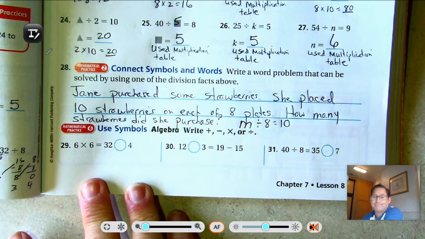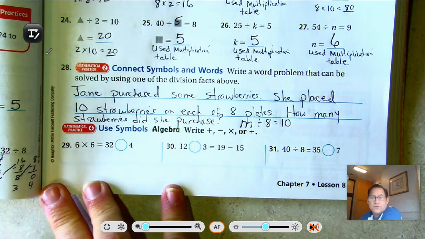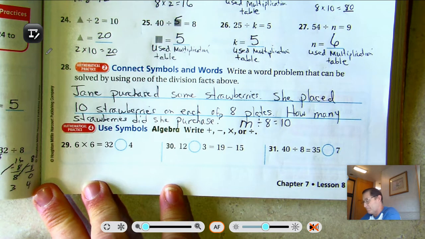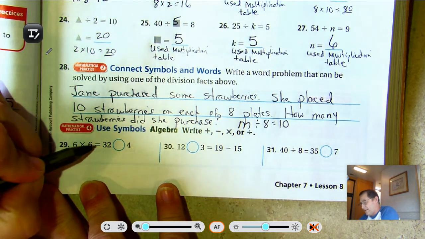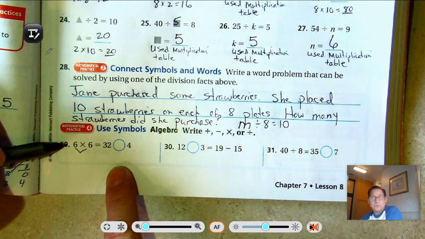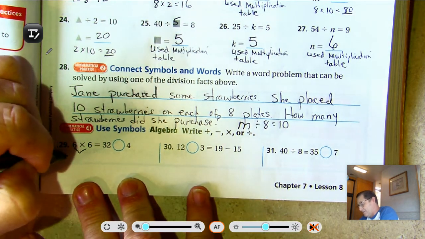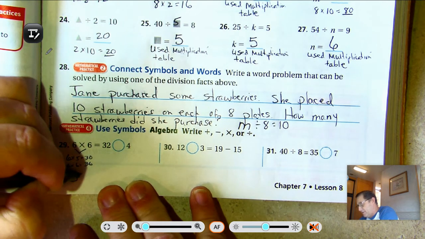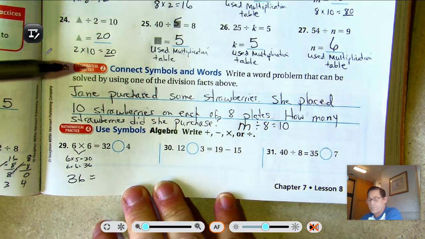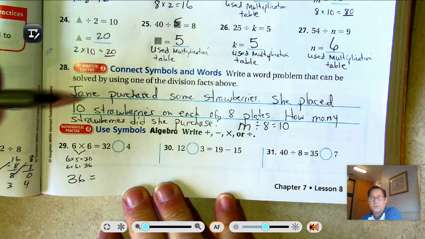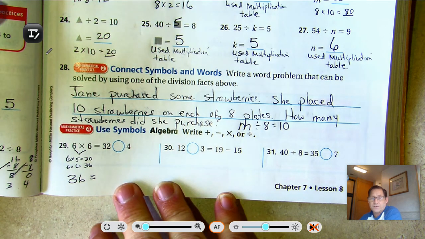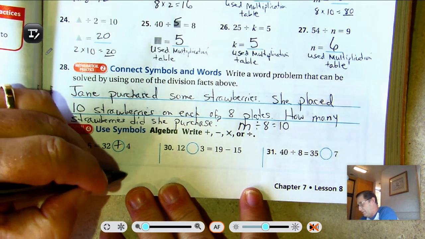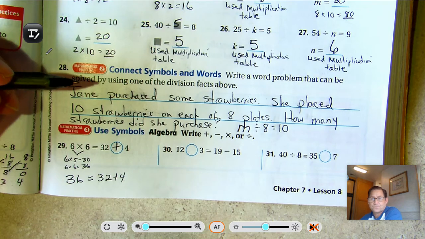Okay. All right. So on 29 through 31, use the addition, subtraction, multiplication, or division operation symbols. So we know that an equal sign means that whatever's on the left side has to equal what's on the right-hand side. So 6 times 6, I know 6 times 5 is 30. So 6 times 6 is 36. So 36 is equal to 32 what to 4? Well, if I add 4 to 32, that's 36. Okay, so that's a fairly simple one. So 32 plus 4 is equal to 36.